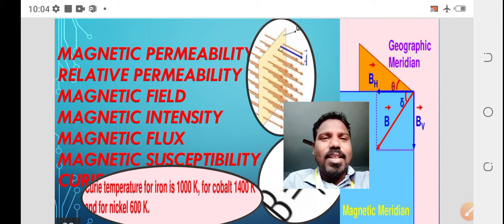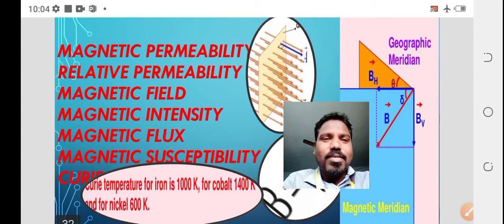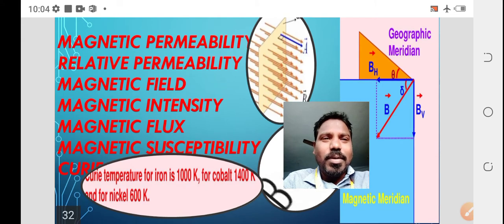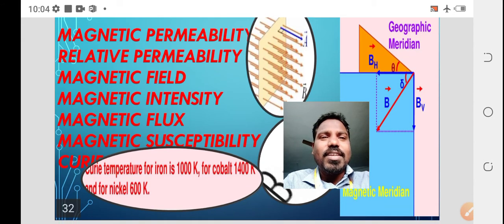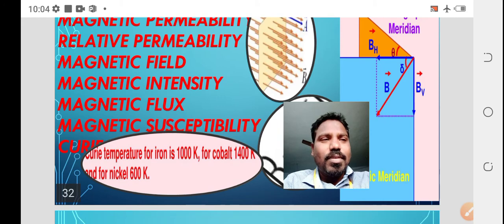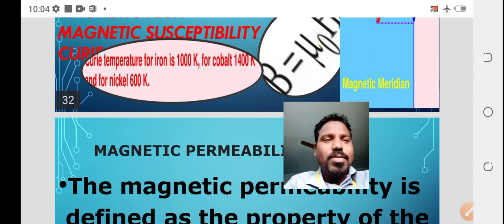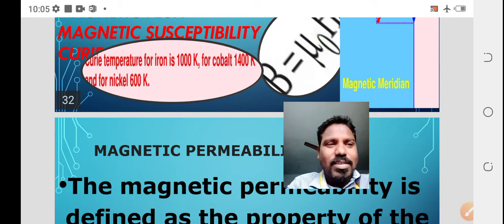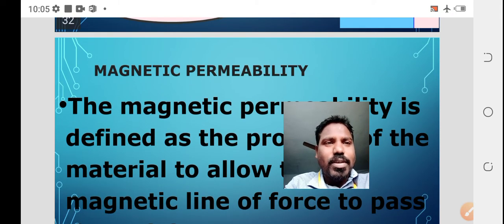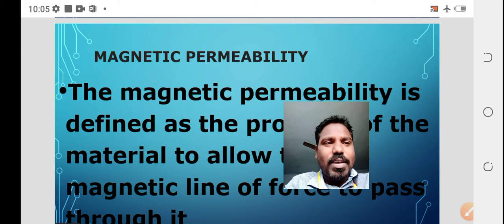Let's see what they are. That is about magnetic permeability, relative permeability, magnetic field, magnetic intensity, magnetic flux, magnetic susceptibility, Curie temperature. In the previous session, we discussed what a magnet is, the types of magnets, and how magnets are prepared and discovered. So today, we are discussing some of the basic concepts in magnetism.